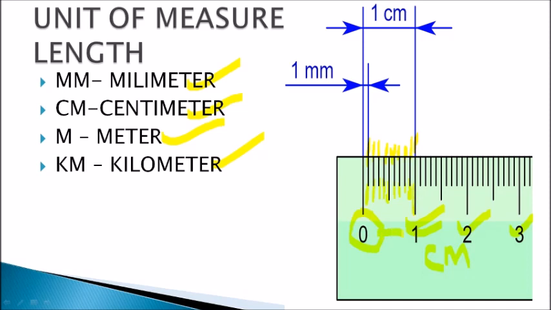So 0 to 1 centimeter simply contains 10 millimeter. 1 centimeter is equal to 10 millimeter. This is the relationship between millimeter and centimeter.